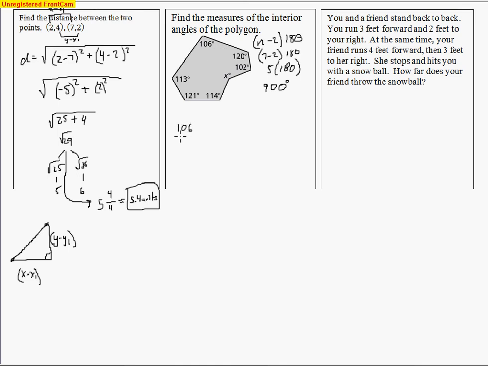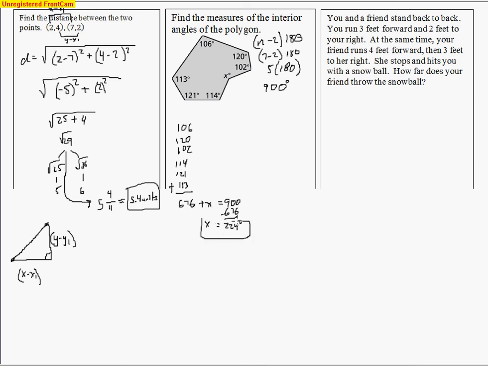So if I take 106, 120, 102, 114, 121, 113, and I add up all of those angles, all those angles sum to make 676. And I add on the missing angle, x, and then this equals 900. So just subtracting that 676 from both sides in this case gives us our answer of 224 degrees for the value of x.